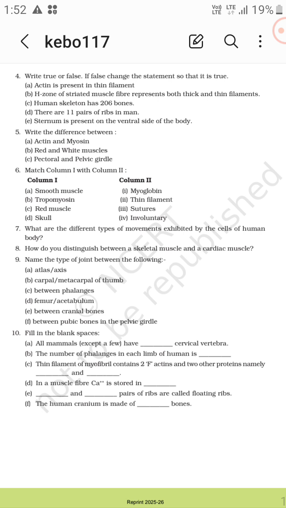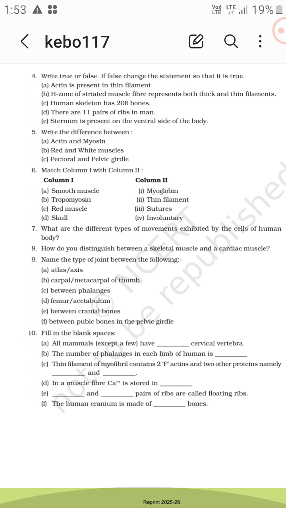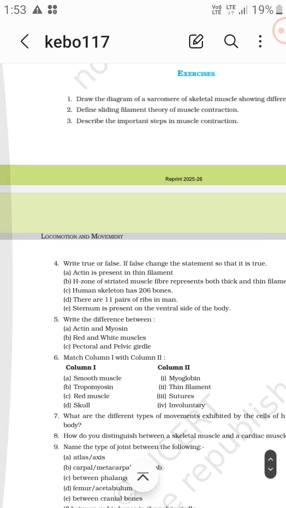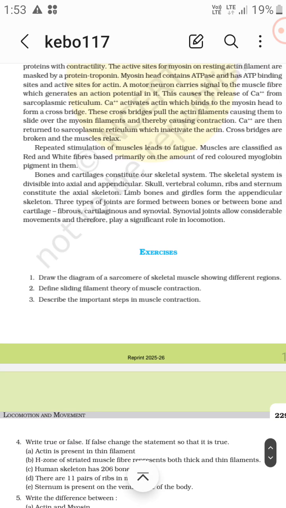Okay, so this is how your chapter, locomotion and movement, is done.